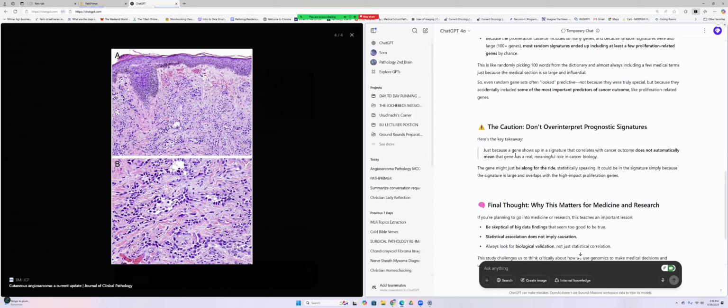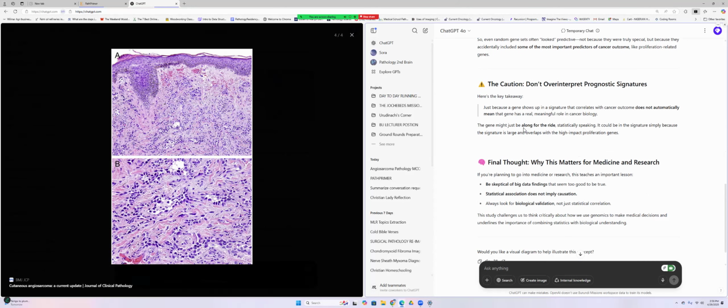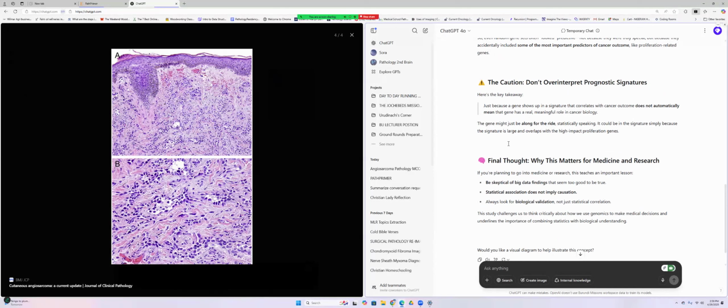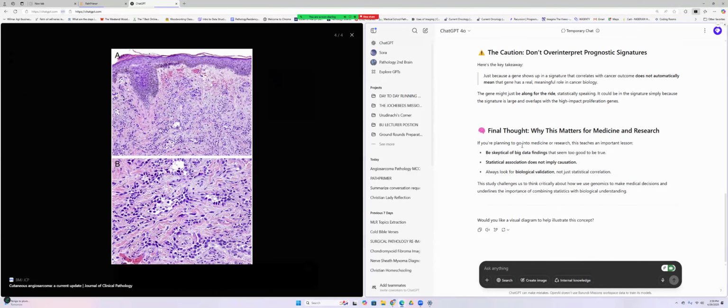Here's the takeaway. Just because a gene shows up in a signature that correlates with cancer outcome does not automatically mean that gene has a real, meaningful role in cancer biology. The gene might be along for the ride, statistically speaking. It could be in the signature simply because the signature is large and overlaps with the high-impact proliferation genes. Final thought, why this matters.